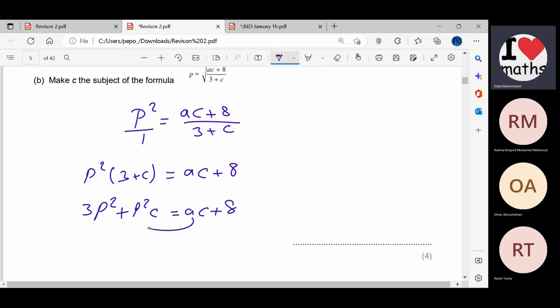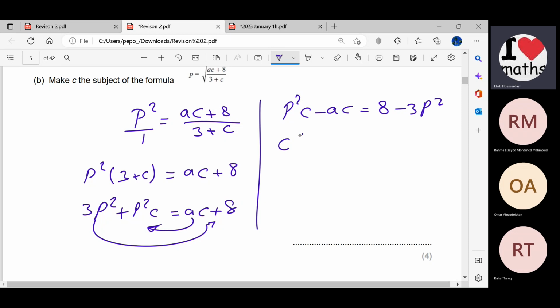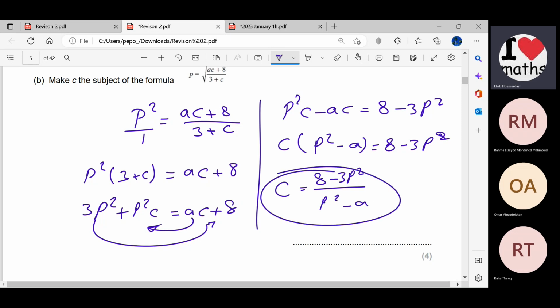What they were asking for is c to be the subject, so you can send this one to the other side. So b squared c minus ac will be 8 minus 3b squared. I'll take c as a common factor: c(b squared minus a) equals 8 minus 3b squared. So c is equal to (8 minus 3b squared) over (b squared minus a). I just went through this question quickly because we already covered this area.